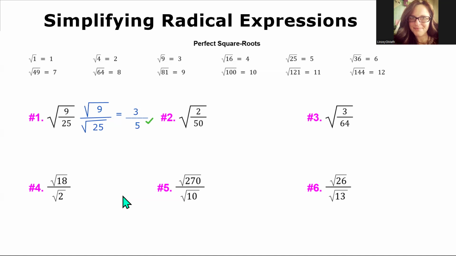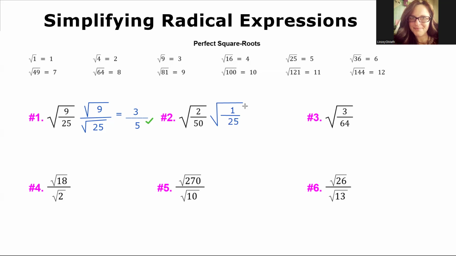Number 2. If we took the square root of the top and the square root of the bottom separately right away, the square root of 2 and the square root of 50 are not perfect squares. Let's reduce the fraction first. 2 over 50 reduces. Divide the top by 2. 2 divided by 2 is 1. And divide the bottom by 2. 50 divided by 2 is 25.